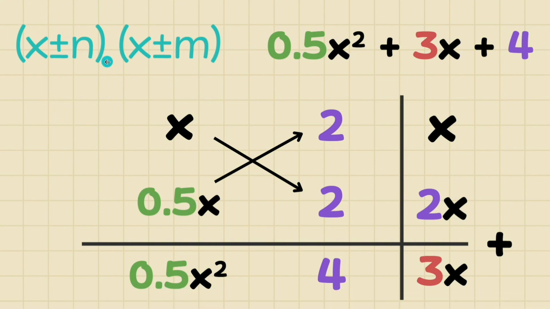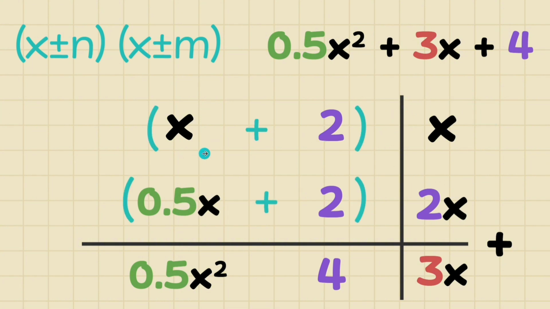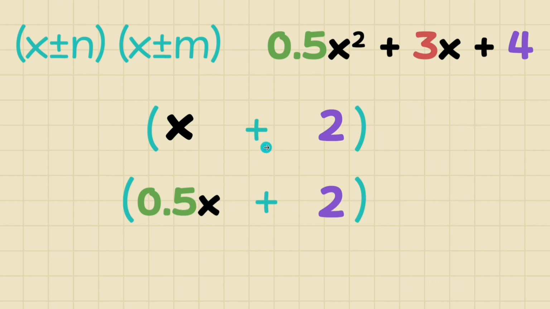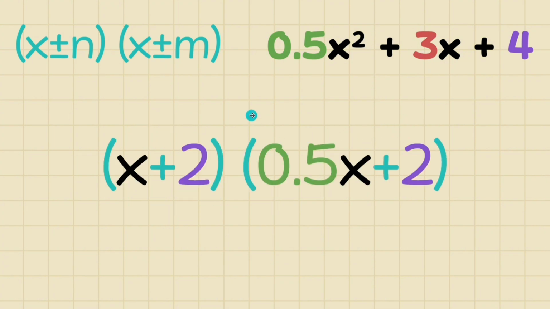Wait, but you're probably asking, this doesn't look anything like the example here in blue. Well, now what you need to do is here and here. So you have x plus 2 and 0.5x plus 2. Let's get rid of the clutter. And wow, this looks a lot more familiar. Boom. Right. So here we have the formulas, both of them.